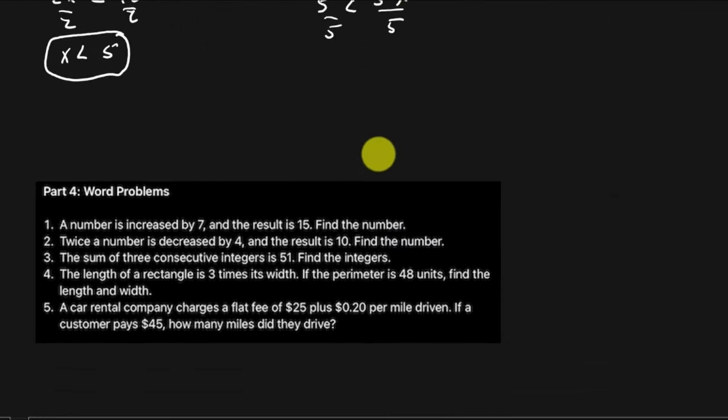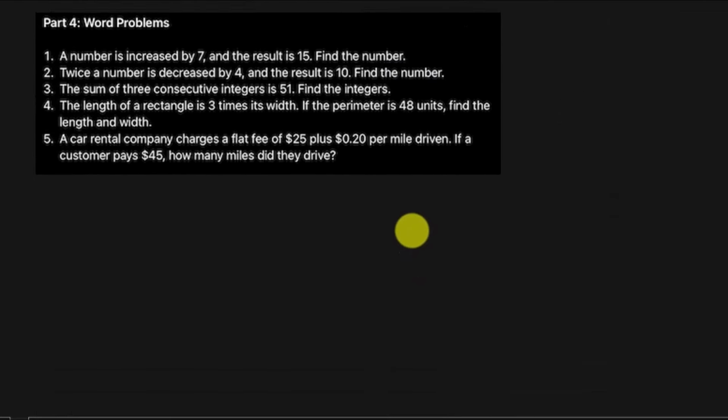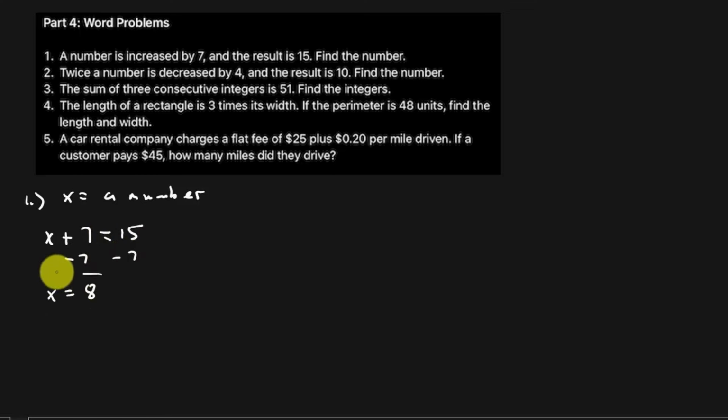All right. Okay, so now we have the word problems. So this might be a little more challenging. So let's look at number one. It says a number is increased by 7, and the result is 15. Find the number. All right, so x equals a number. Got to identify our variable. And so it says the number is increased by 7. So increased by, that means we're going to add 7 to the number. And the result is 15, so that equals 15. So I'm going to subtract 7, so I get x equals 8.